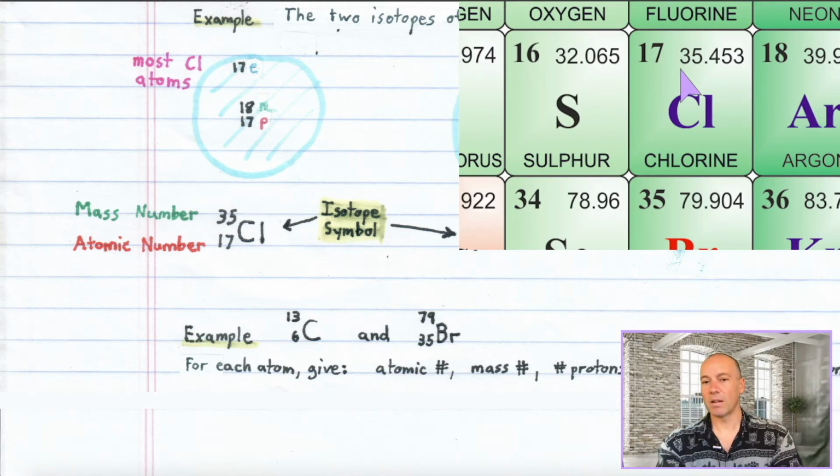If you were to look at all chlorine atoms, most of them are the 35 isotope. Some of them are the 37 isotope, and you could ask, well, what's the average mass?